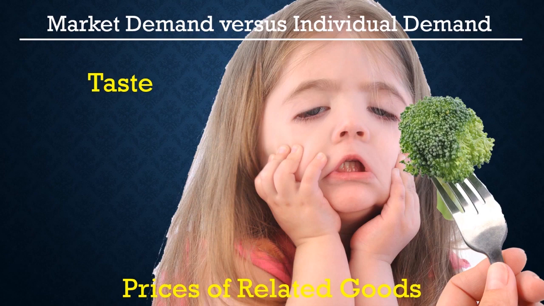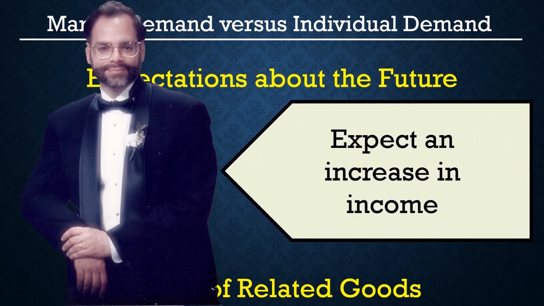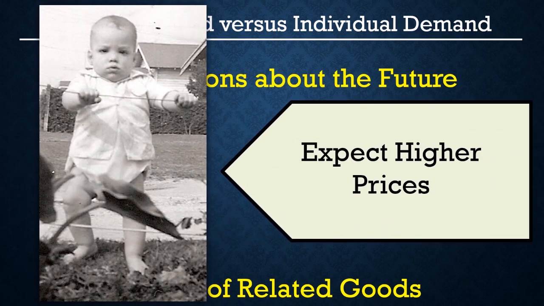Another one of these is called expectations, or expectations about the future. And this is pretty easy to figure out. If I am expecting an increase in my income, let's say by a few hundred dollars a month, I might decide I can afford to get that brand new tux I had my eye on. Conversely, if I expect higher prices on an item, for example, let's say, bow ties, well, I would buy as many of them as I can now. Get it cheap while the price goes up.